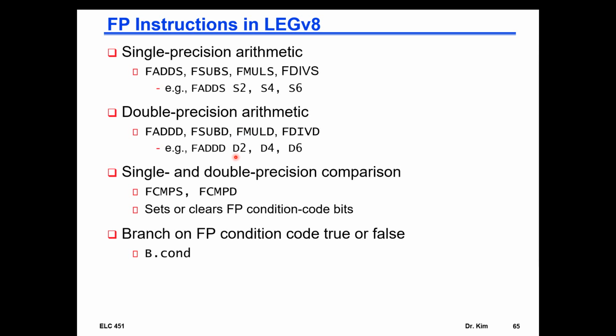There are also comparisons for both single and double precision. These comparisons have the effect of setting or clearing a dedicated floating point condition code set of bits. And then there is a branch on this floating point condition, which can branch according to whether the condition code is set or reset, true or false.